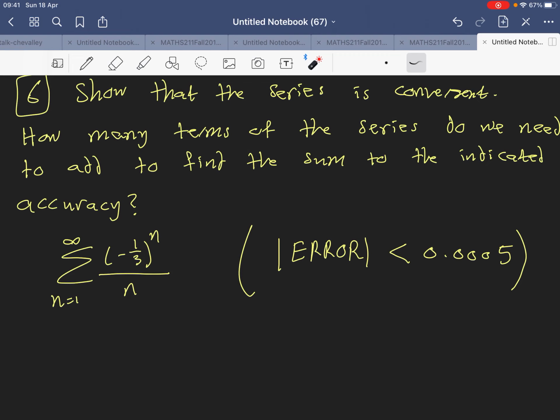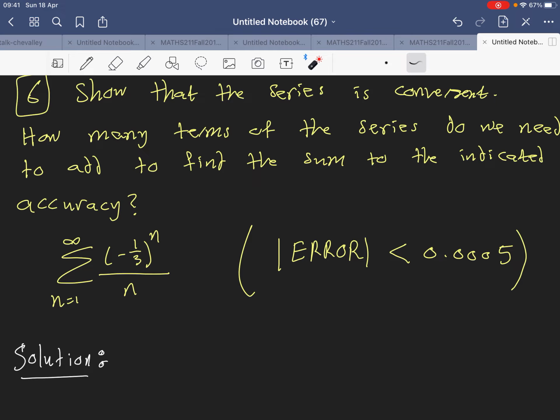I will leave this part for you. I'm sure you can handle it easily. It's good practice to do it. So let me just go to the second part, and he's asking me how many terms. How many terms? It means he wants me to find n.